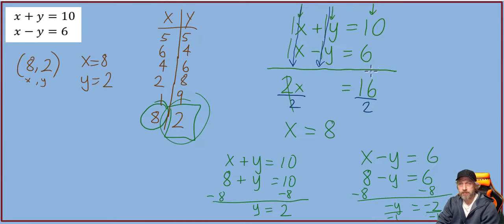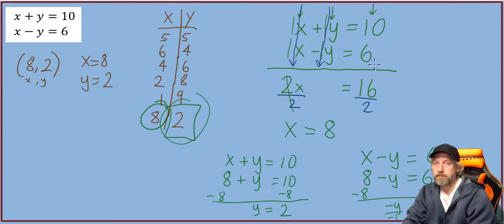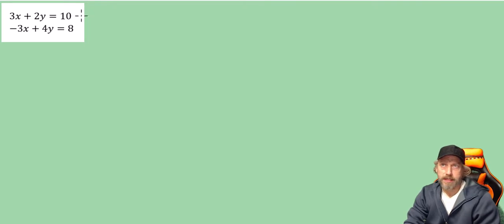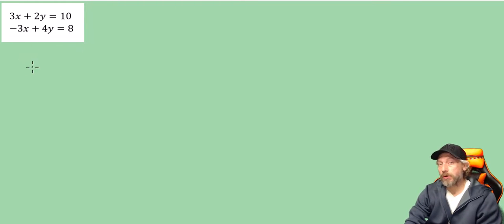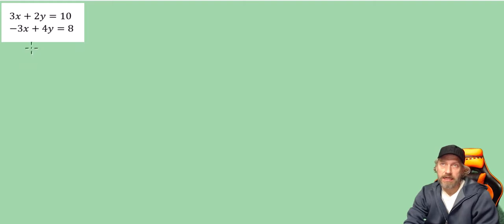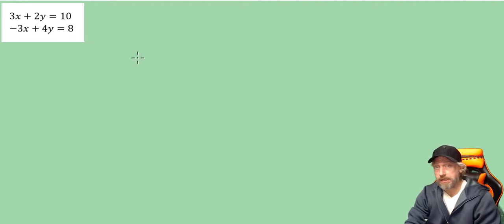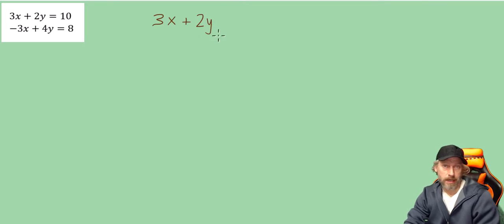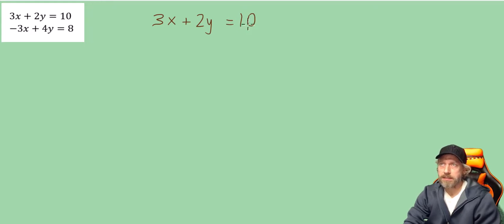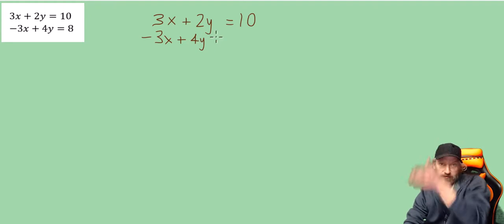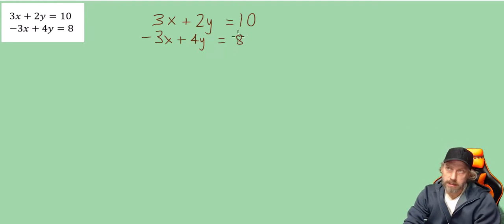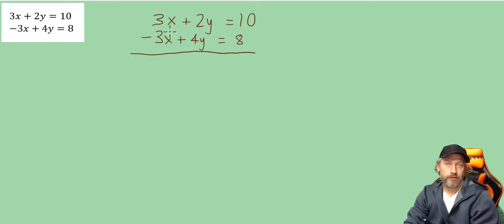So let's hit a few more examples where we use this addition elimination method. Here's our next example. 3x plus 2y equals 10 and negative 3x plus 4y equals 8. So we want to notice some things about this system, that it is lined up for us to use this addition elimination method where we have our x terms and y terms on the left side of the equation and the constants on the right side of the equation. And also that we have the x terms lined up vertically and the y terms lined up vertically, the equal signs, the constants. So it's really begging for us to use this method.